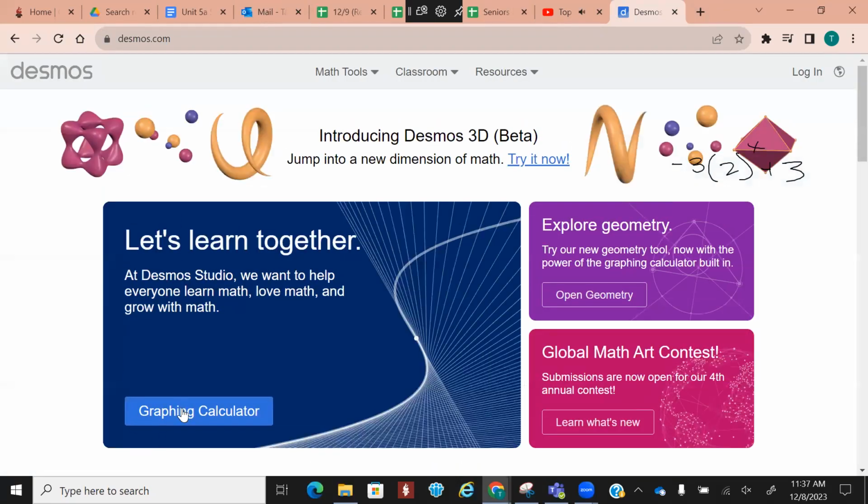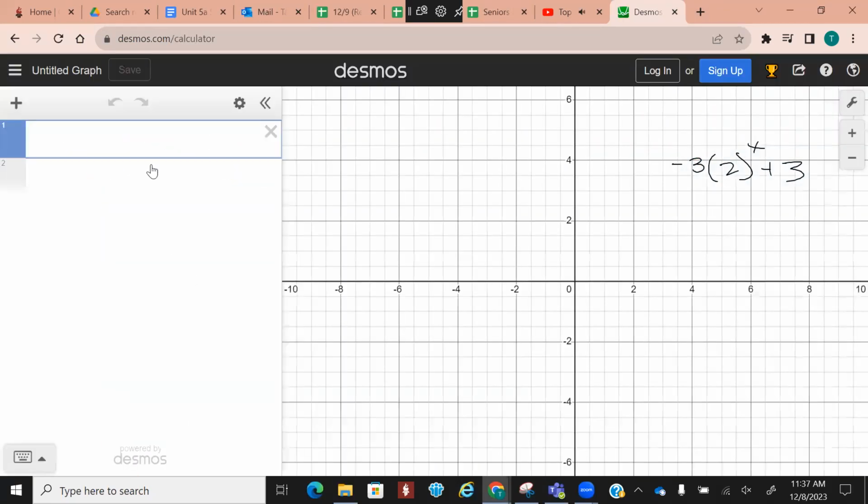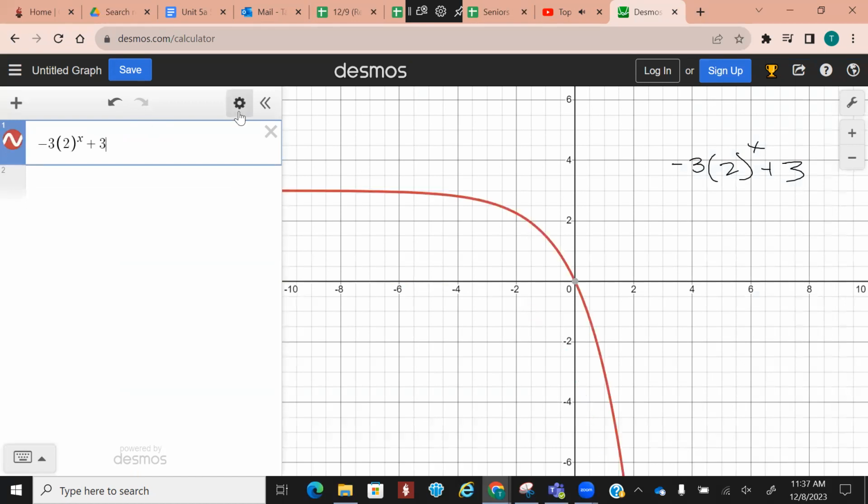Okay, when you do this, domain is always going to be the same for every exponential function. Well, how do you know if it's exponential? There is an x in the exponent. So the domain is always going to be from negative infinity to positive infinity. Always, forever, unless it's in context.